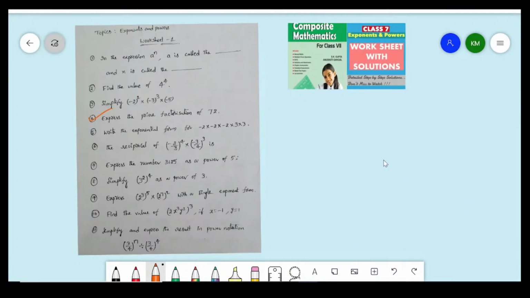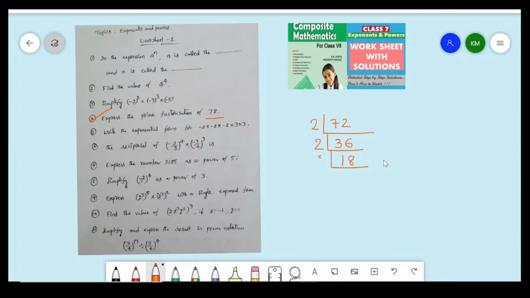Let's move on to the next problem. Express the prime factorization of 72. 72 is given to us, and we have to do its prime factorization. So, prime numbers: first I am starting with the first prime number, 2. I am dividing 72 by 2, I get 36. Again dividing by 2, I get 18.